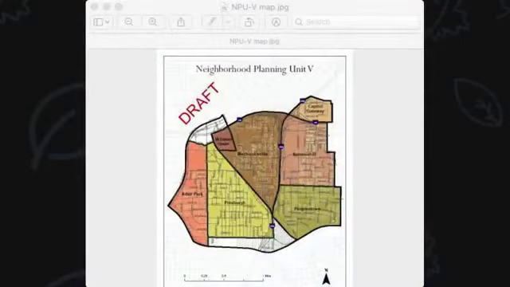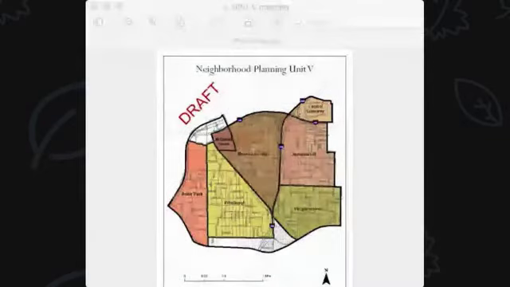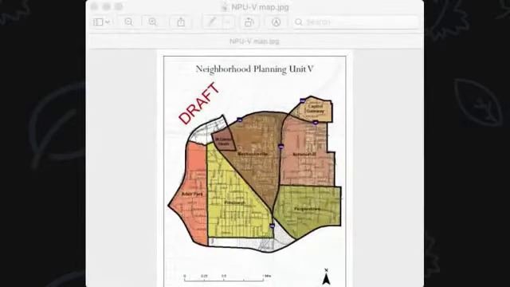Okay, so I'm going to show one. This is an example of NPU V. So if you recall on the map, let me see if I can bring it up here. There we go. NPU V was just one of the 25, but NPU V is one I happen to work in, which is why I have the map.